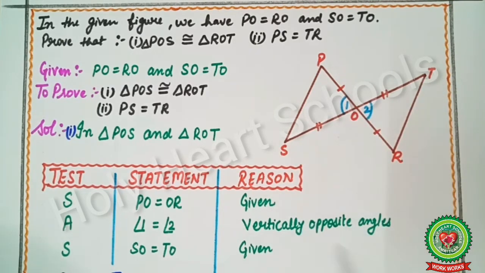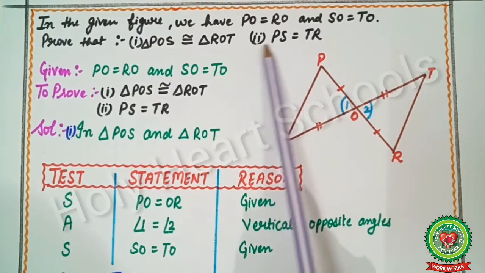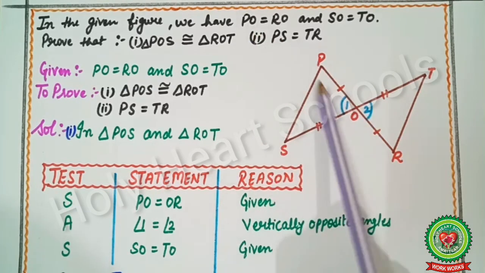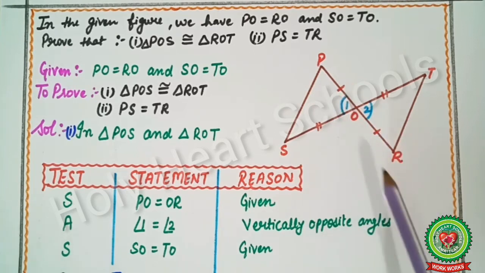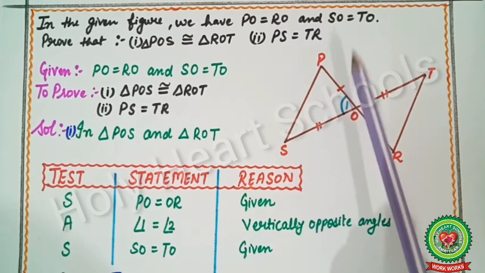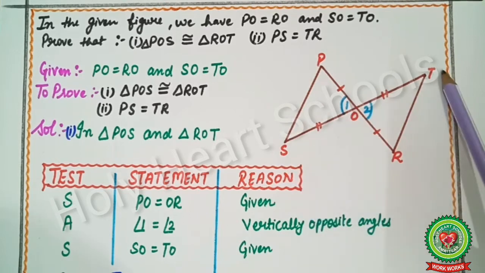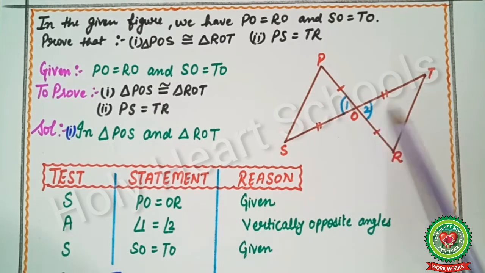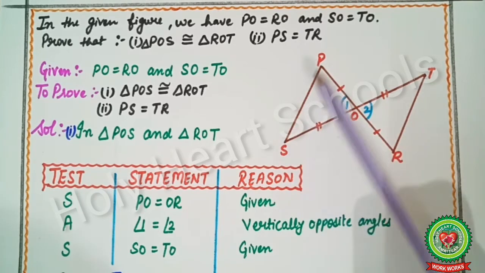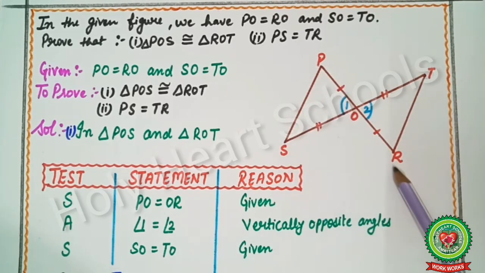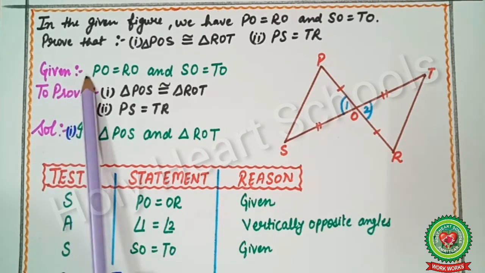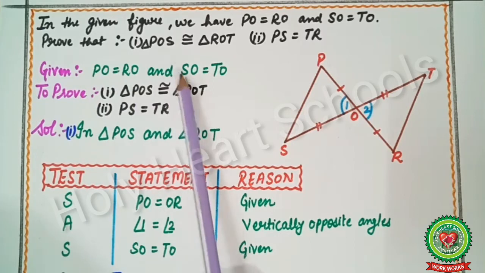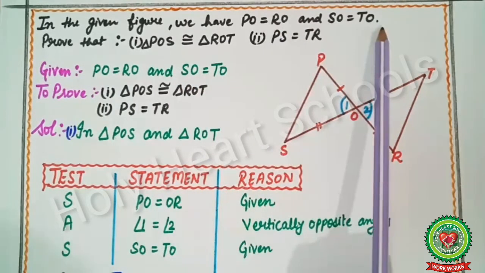Clear? Now we have already been given PO is equal to RO. One line you can see here, PO is equal to RO. Next, it is given to us SO is equal to TO, right? Now we have to prove that these two triangles are congruent, and as well as the second part, PS is equal to TR, we need to prove. So first of all, we will start the question by writing here given PO is equal to RO and SO is equal to TO from the statement only.